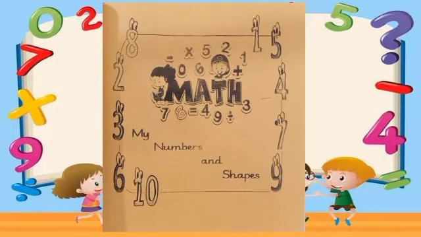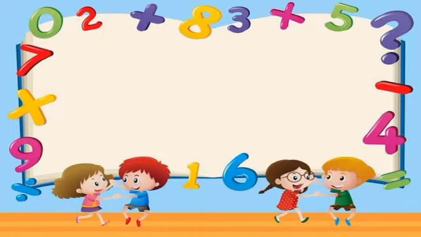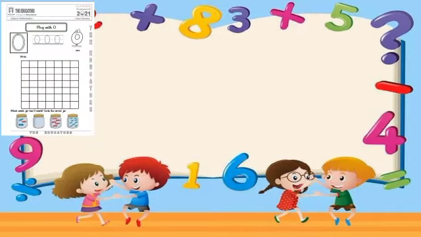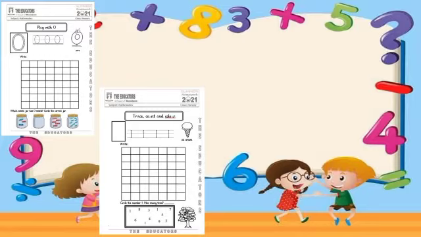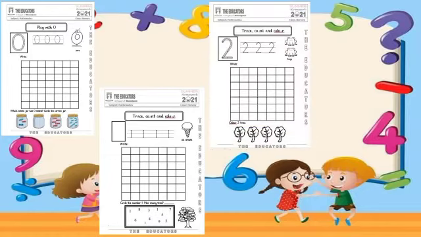In this subject, we recognize and identify numbers and shapes. On page number 1, trace and write number 0 and circle the jar below which has 0 sweets. On page number 2, trace and write number 1 and circle the number 1 below and see how many trees are there and write. On page number 3, trace and write number 2 and color 2 trees below.